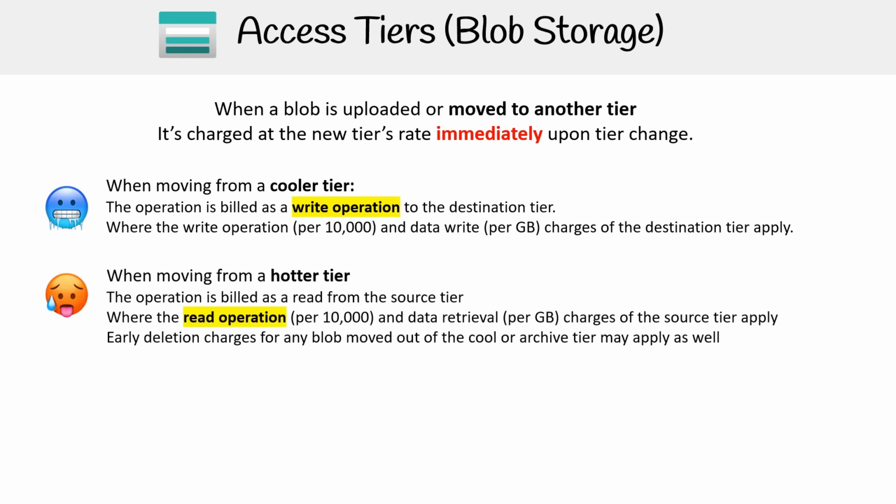When moving from a hotter tier, the operation is billed as a read from the source tier, where the read operation and data retrieval charges of the source tier apply. Early deletion charges for any blob moved out of the cool or archive tier may apply as well.